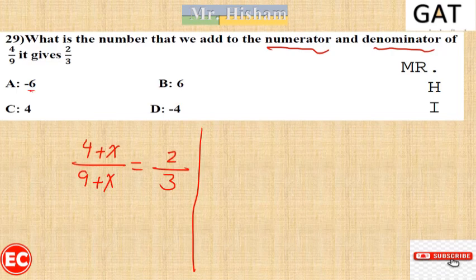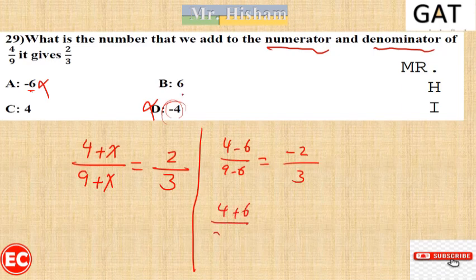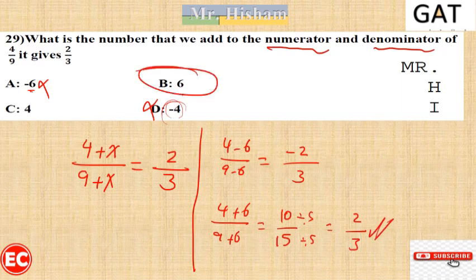So for example, if I plug in x as 6 with subtraction, 4 minus 6 over 9 minus 6, it's negative 2 over 3, which is not the right answer. What about if I plug in negative 4? It will give me 0, so it's not the same answer. What about if I plug x with 6? So 4 plus 6 over 9 plus 6, which is equal to 10 over 15. By dividing 5 up and down, it's 2 over 3. So the right answer is 6. What if I add 4? It's going to be 8 over 13, which cannot be 2 over 3.